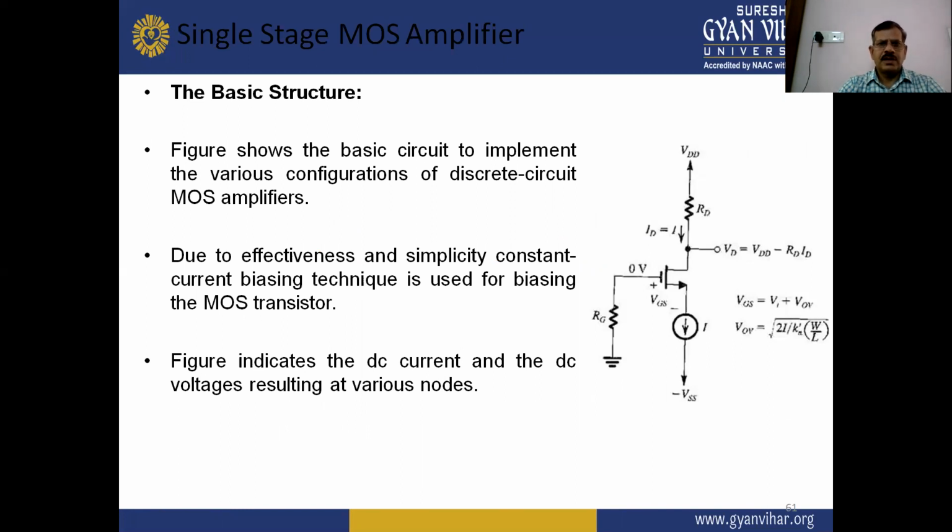Now next is the single stage MOS amplifier. So what is the basic structure of a MOS amplifier? This figure shows the basic circuit to implement the various configurations of discrete circuit MOS amplifiers. Due to effectiveness and simplicity, the constant current biasing technique is used for biasing the CMOS transistor. This figure indicates the DC current and the DC voltage resulting at various nodes.